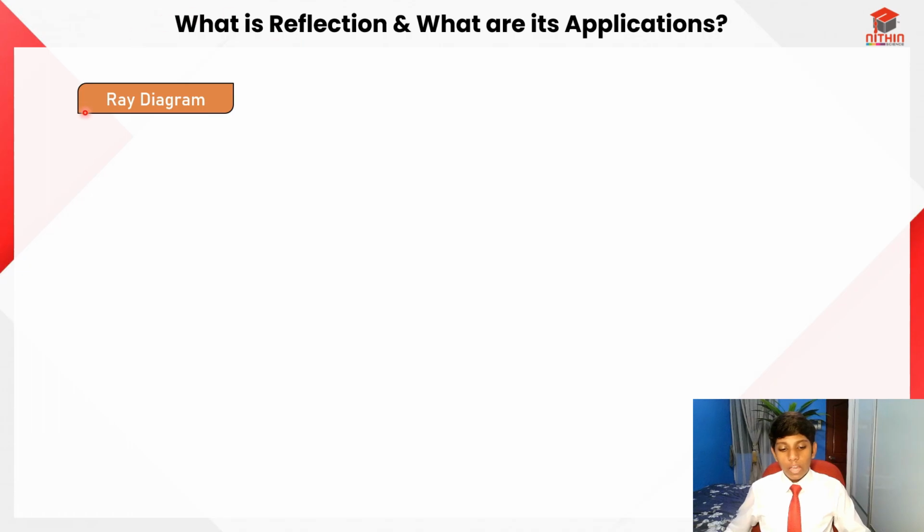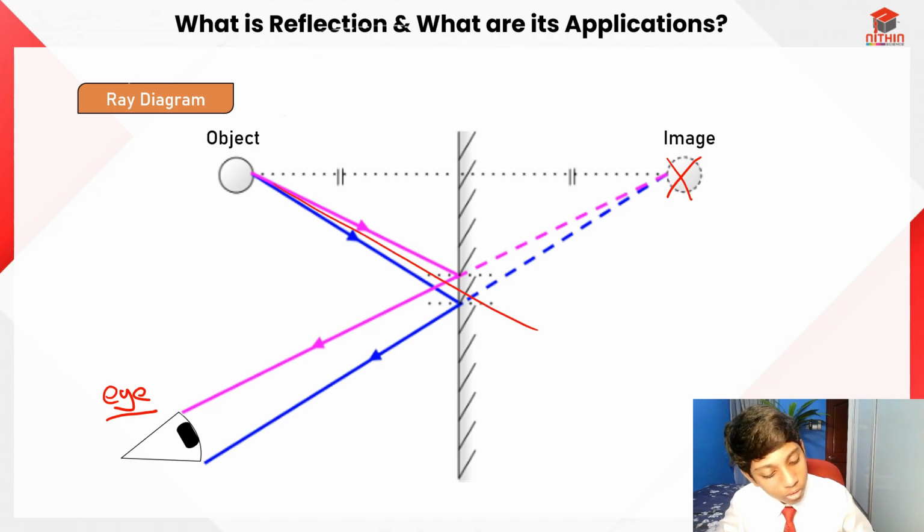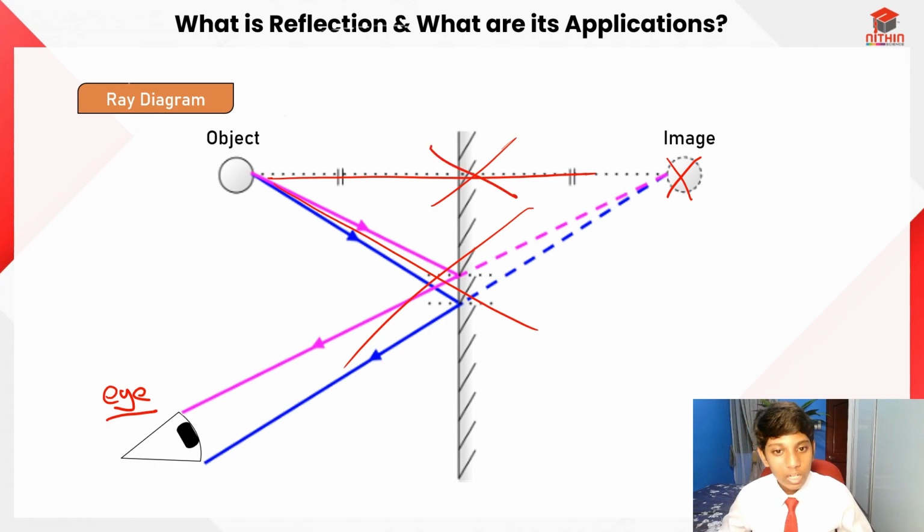So we are taking a look at a ray diagram right now. This is a ray diagram already drawn for us. This is the object, this is the image, and this is the eye. In the exams, they actually ask us to draw the image and the rays. So the image is not drawn for us, the rays are not drawn for us, and this dotted equidistant line is not drawn for us in the exams.